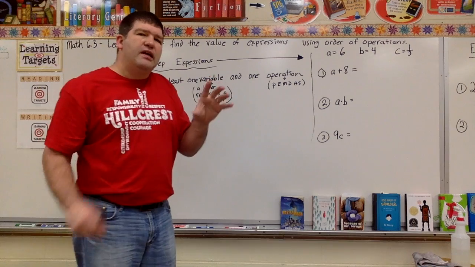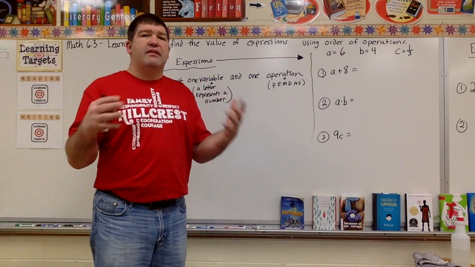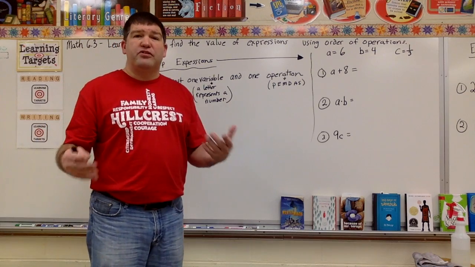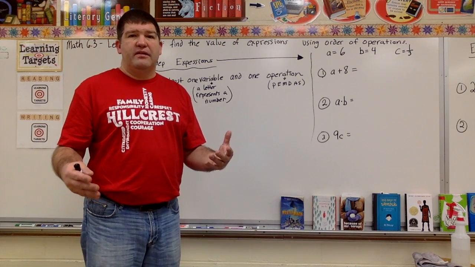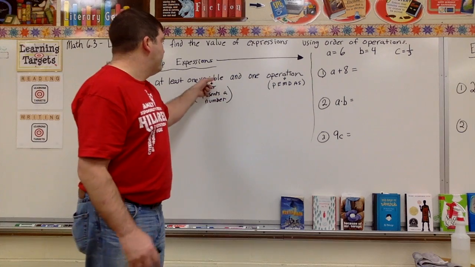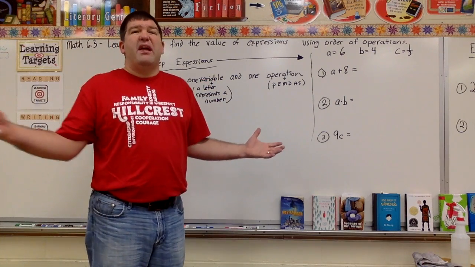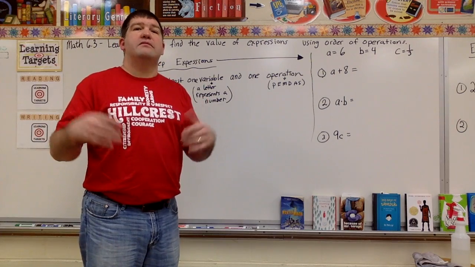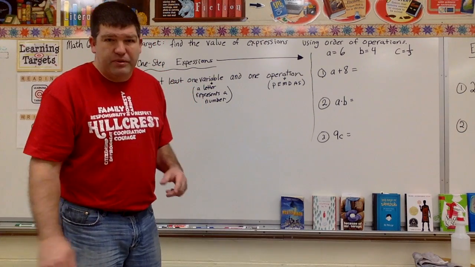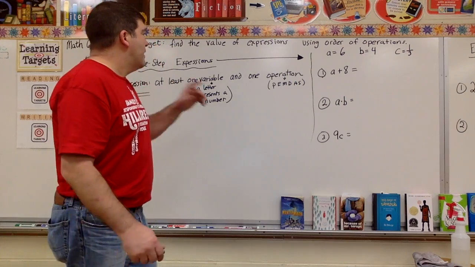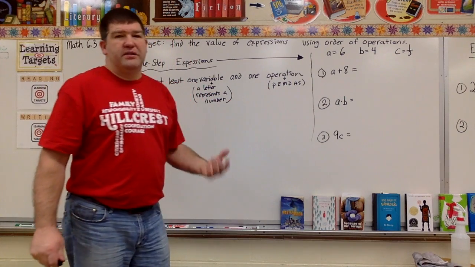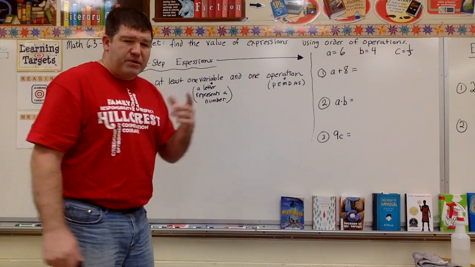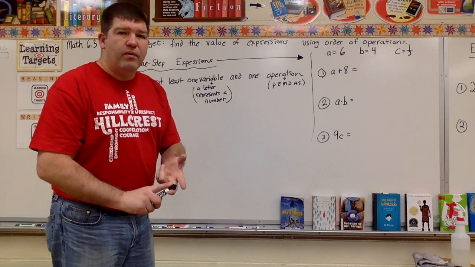So whenever you see some sort of math problem and it has a letter like X or A or C, then you have an algebraic expression. Algebraic expression means that you have a variable. You don't know what it is. Could be any number, but it's a letter that represents some number. Just not sure which one. Okay? And one operation is the PEMDAS. An algebraic expression has to have one variable, one order of operation.